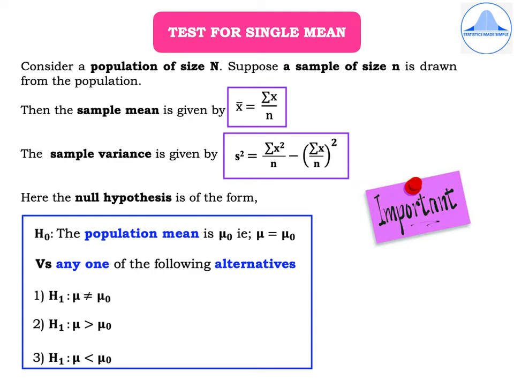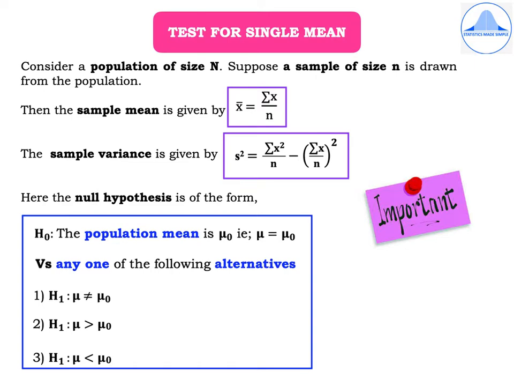Now we have to set up the null hypothesis. So here the null hypothesis is of the form H naught: the population mean is mu naught. The word population mean, which is highlighted in blue color, is nothing but mu, and we are saying that it is equal to mu naught. So mu naught value will be given to us in the problem. Please remember the general format of H naught for test for single mean for large samples is H naught: the population mean is mu naught, that is mu is equal to mu naught.